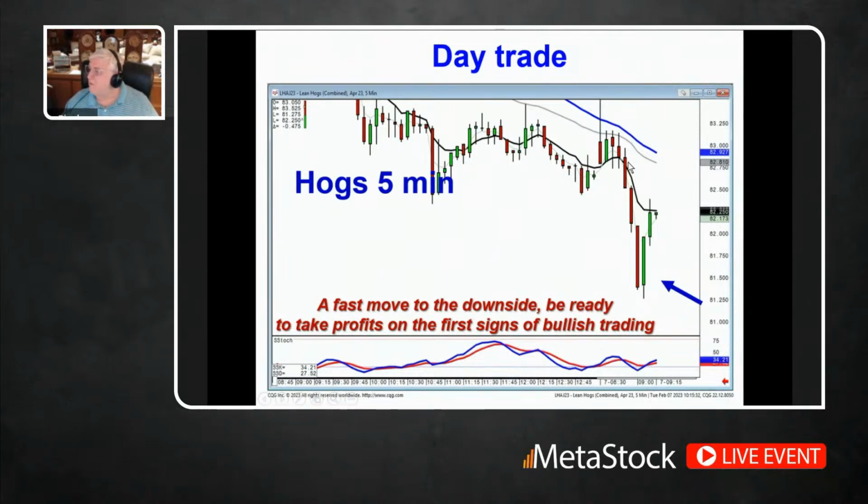So if I had been short here and it took a big tumble real quick, like in 15 minutes, and then you started seeing buying, we cover the short position because you're that far away from the T line. Your stochastics are in the oversold area. Where do you think it's probably going to go? It's going to bounce right back up to the T line.